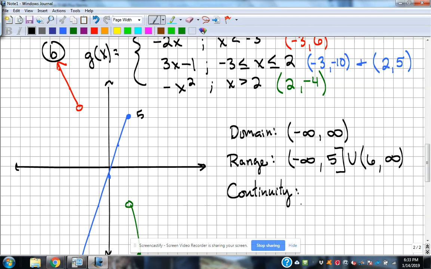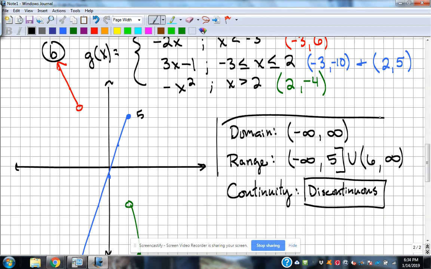Continuity. Is this one continuous or discontinuous? Discontinuous. Domain and range. Those are the main pieces when we talk about the graph of a piecewise defined function. Don't panic on piecewise defined function graphs. Think ordered pairs. That's what you want to think.